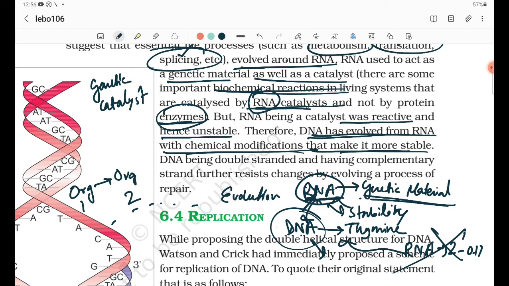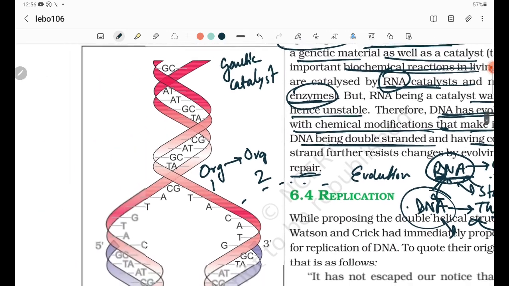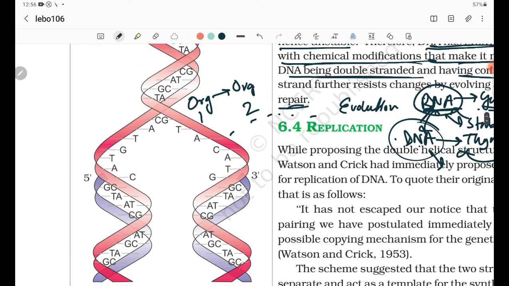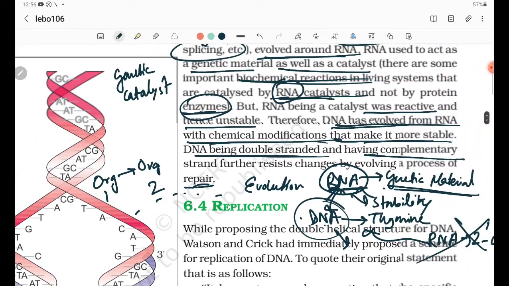I will discuss what the differences between DNA and RNA are. So those modifications took place, and DNA, being double stranded and complementary, further resists the changes by the process of repair. Okay, so now we will study replication.